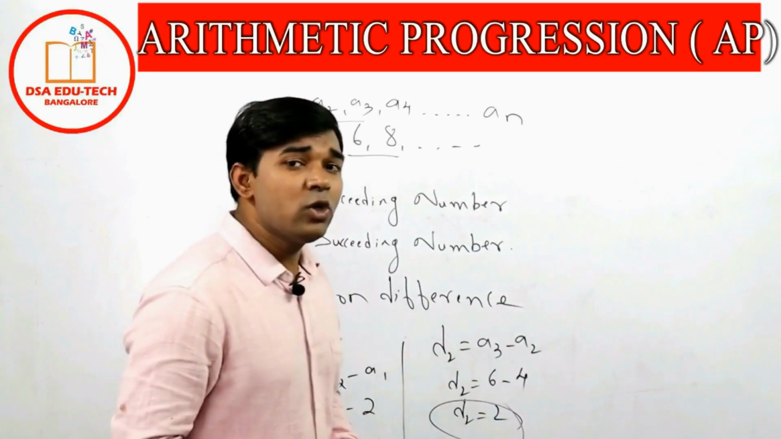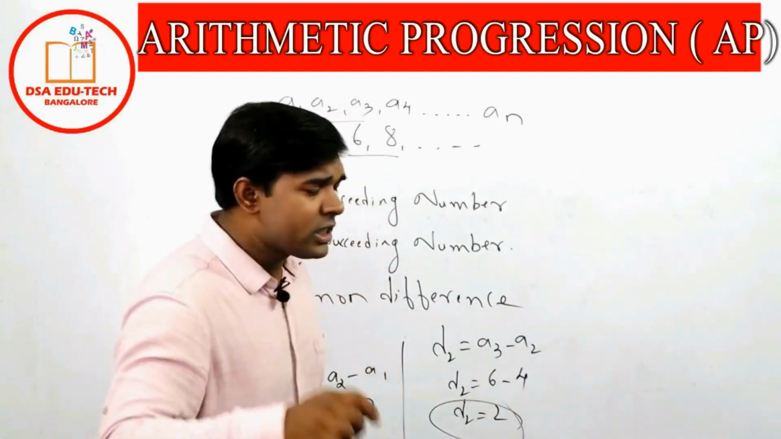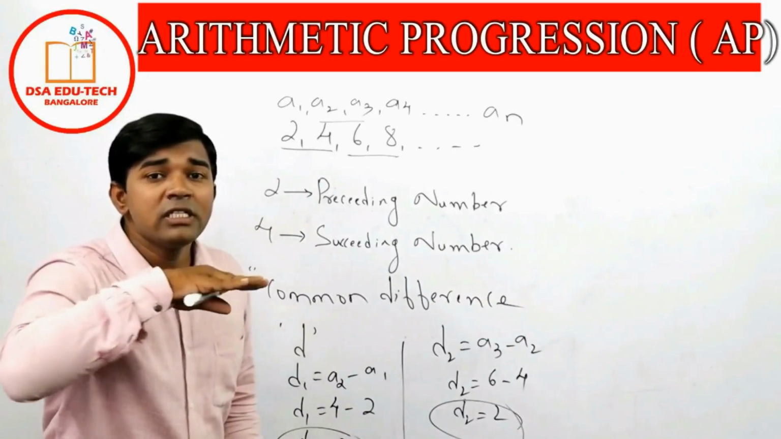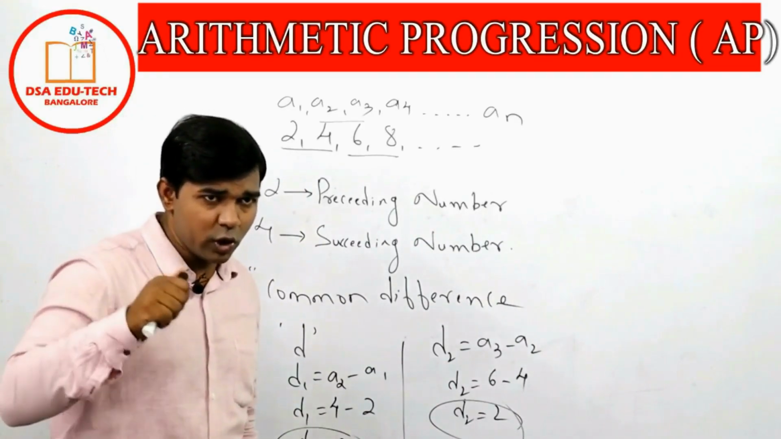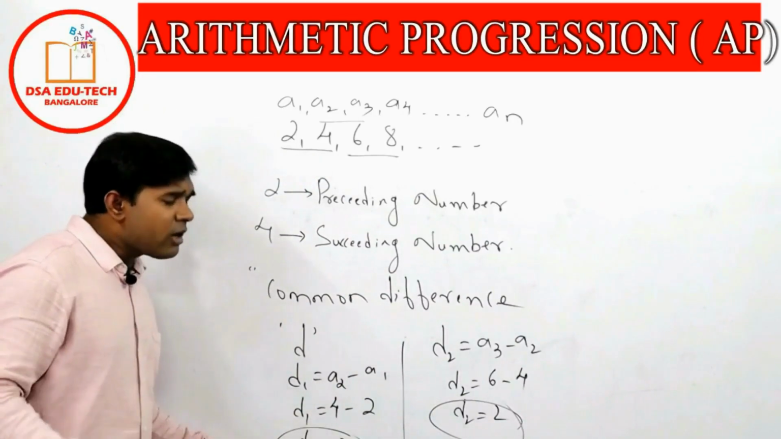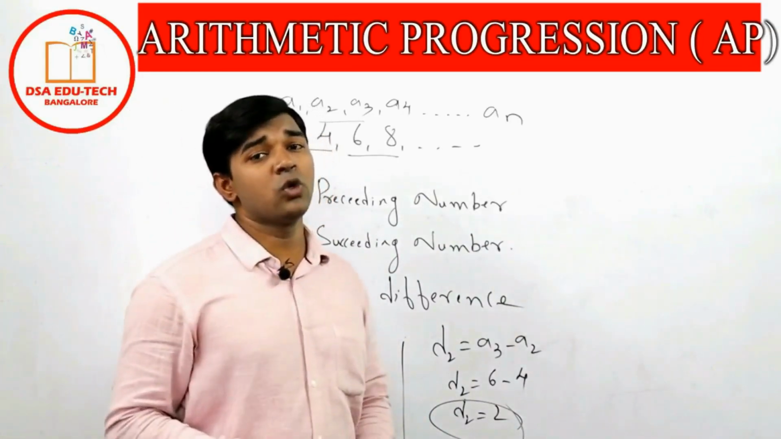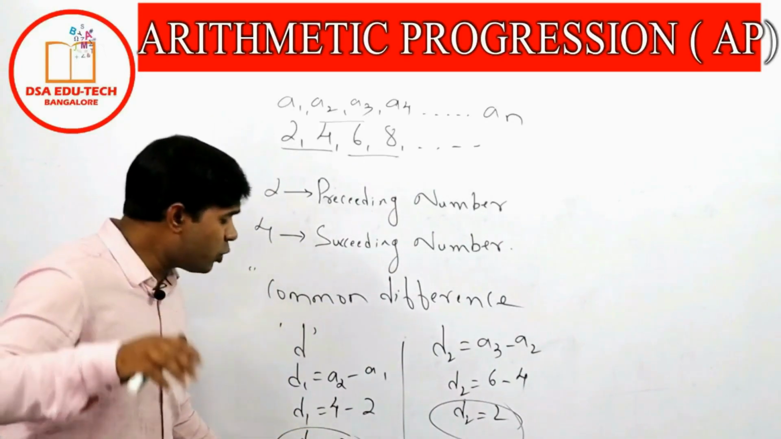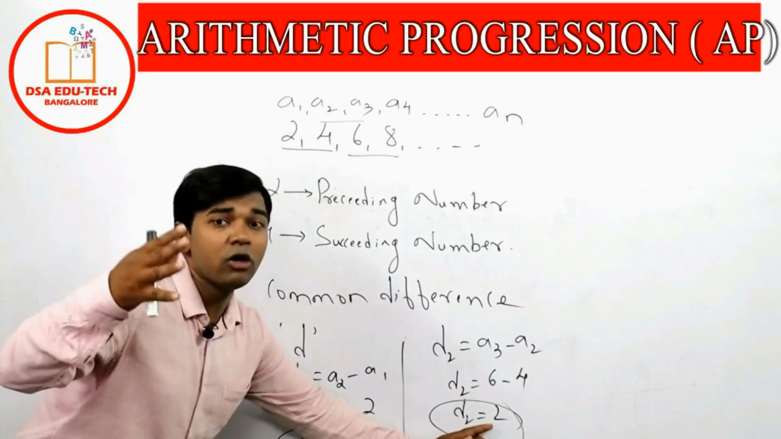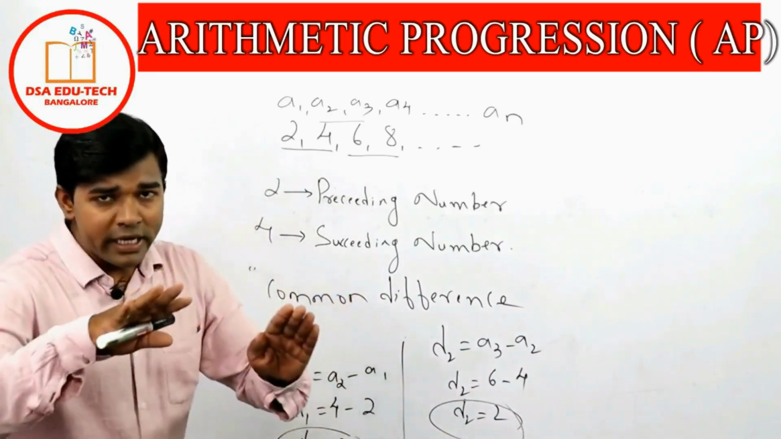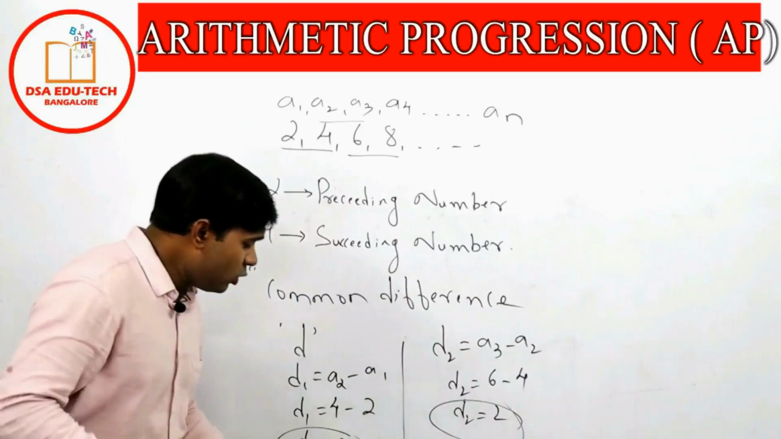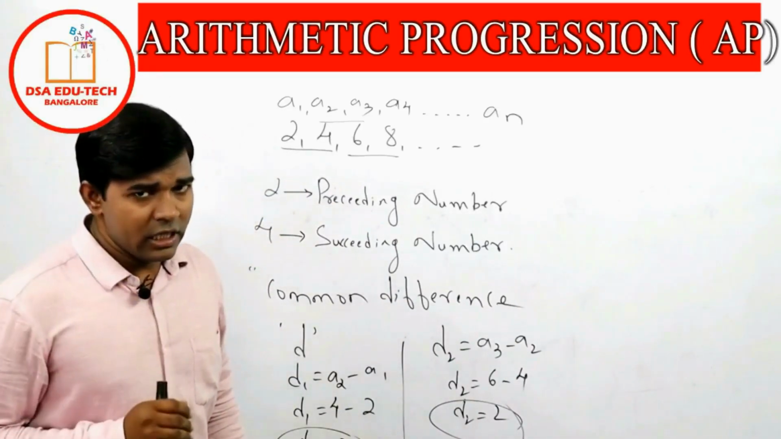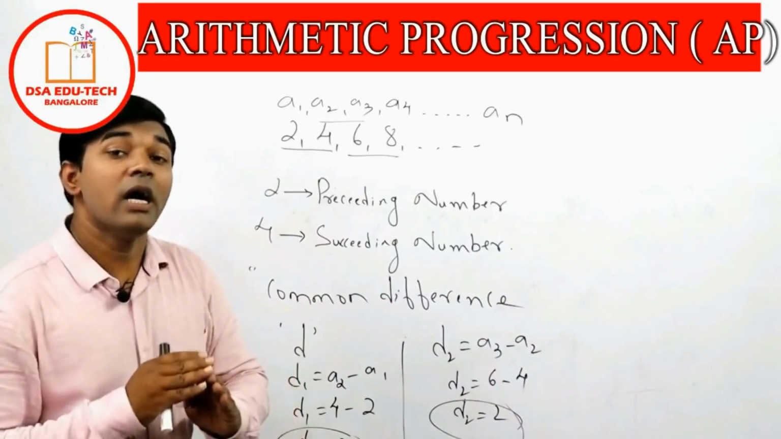Something you need to understand over here, an important point: D always remains the same in an AP series. One of my students was asking me today in the morning, sir, whether the D value has to be always positive. I told him, oh my dear, it is not like that. The D value can be a positive number, it can also be a negative number, and it can also be 0.